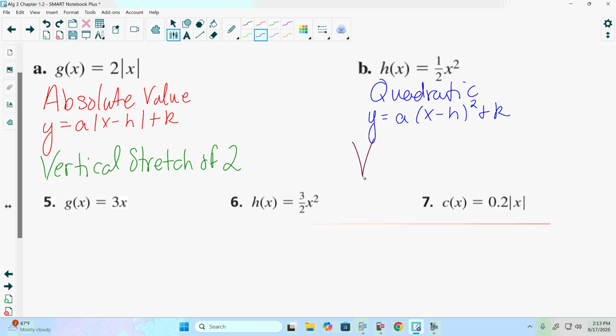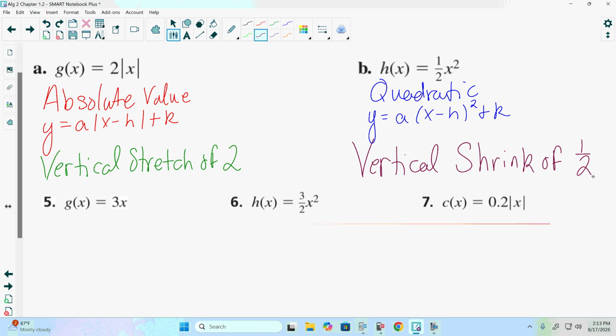So I can give you a hint, because it's vertical, S. Didn't really help. But 1/2, is it greater than 1? No, is it between 0 and 1? So it's a vertical shrink. Now we do have to specify by what amount. It's a vertical shrink of 1/2. We have to give the amount that it's shrunk by or stretched by. That's it.